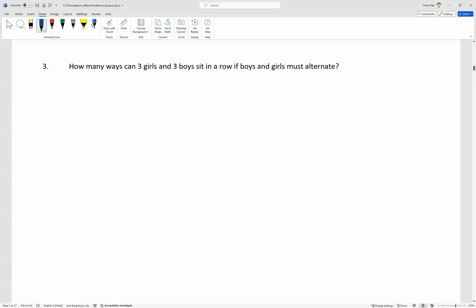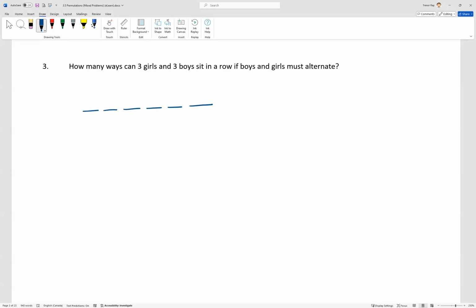Question 3. How many ways can 3 girls and 3 boys sit in a row if boys and girls must alternate? I'm going to show you two kind of competing logics on this one. They both work just fine. It's just a matter of how you think about the question. Okay, so what I'm going to do is I'm going to make 6 spots.